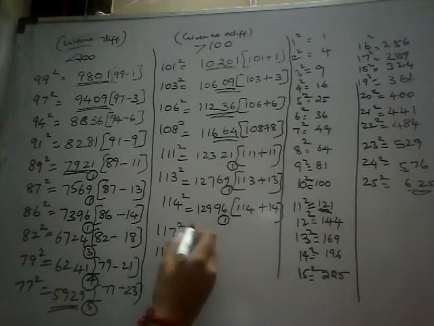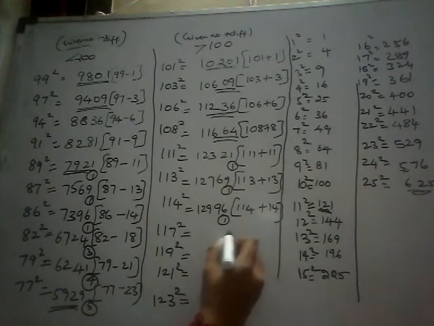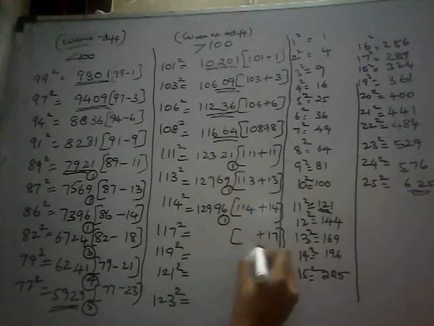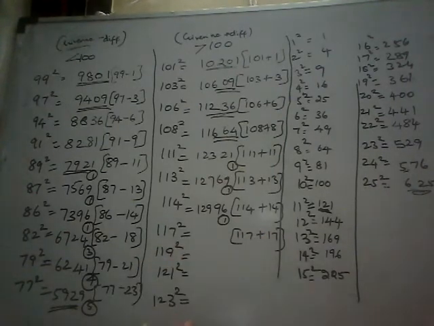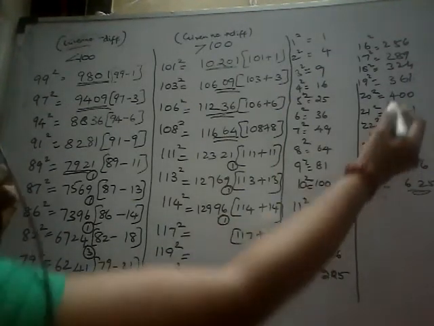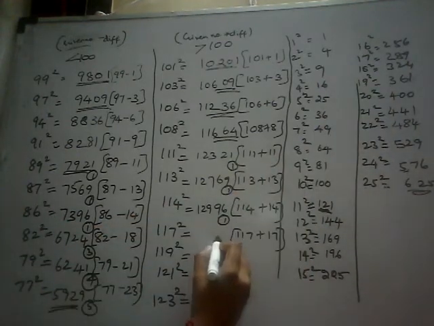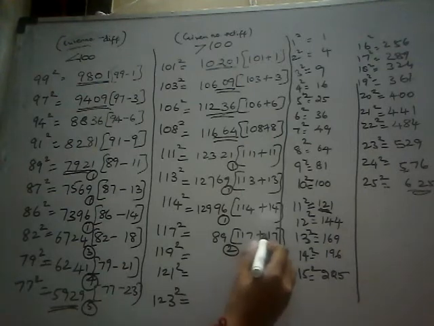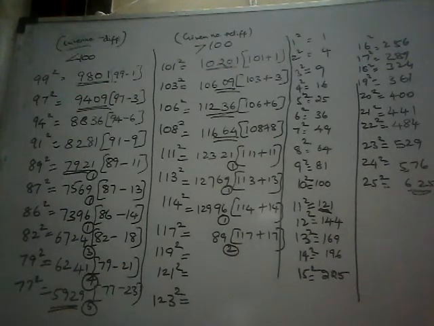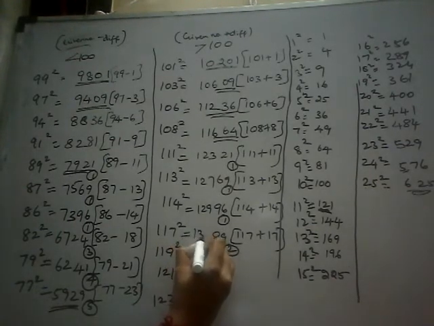Okay, 117 square. How much is the difference? 17 is the difference. So 117 plus 17, write in the first digits. So 17 square, what is it? 289. 89 right, 2 in the carryover. Now 117 plus 17 is what? 134. 134 plus 2 is 136.